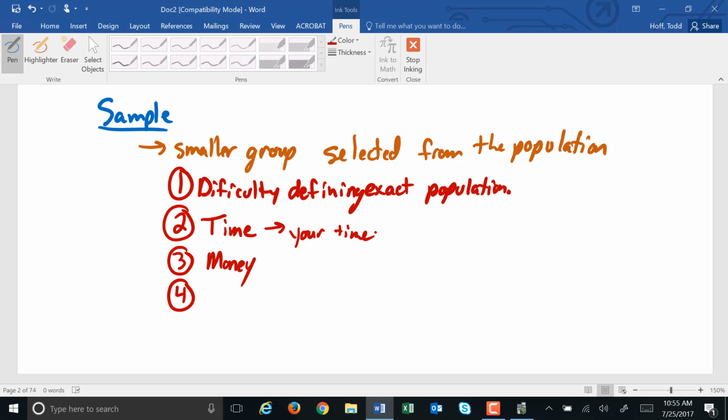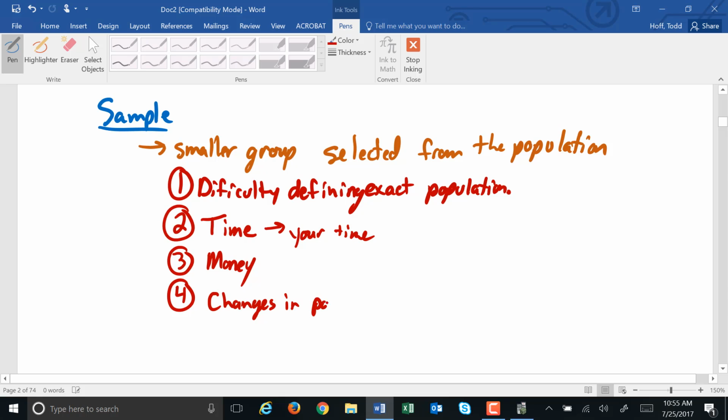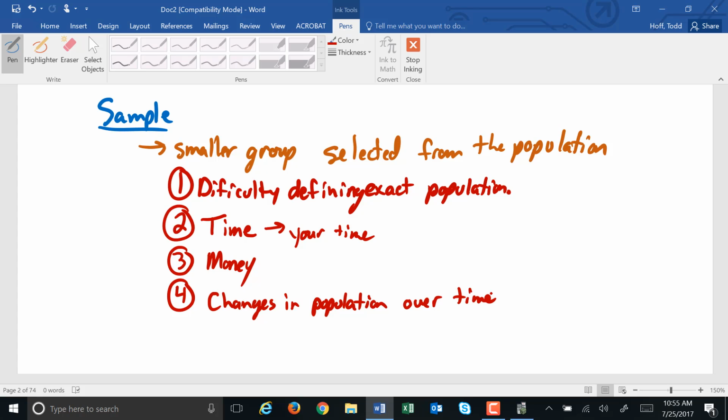The next one I'm going to talk about deals with time as well, but it's changes in the population over time. In an ideal world, you would determine your question, determine your population. You would select your sample then from that population. And then what you would do is gather the information from that sample in an instant. You just snap your fingers and you have all the information from everybody in that sample right now. Well, that obviously isn't practical.